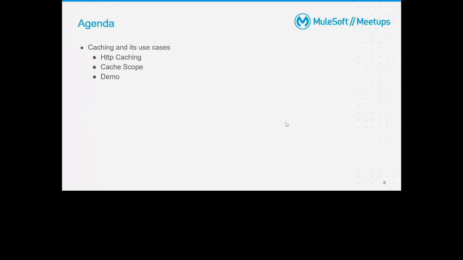Okay, so today's agenda is very plain and simple. So we have caching. What are its use cases? When to use? And what are the two prominent ways we can implement caching in our Mule APIs? As we see on screen, there are two main ways we can achieve this: HTTP caching and cache scope. So we will discuss in depth these two methods.